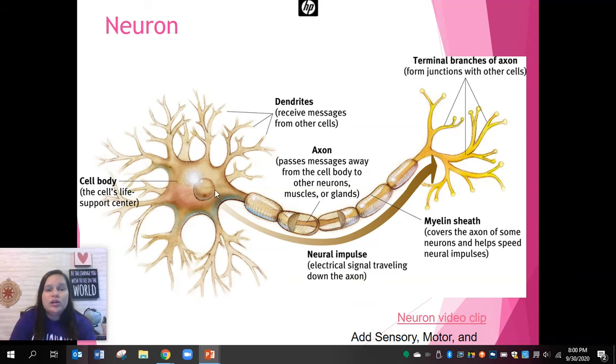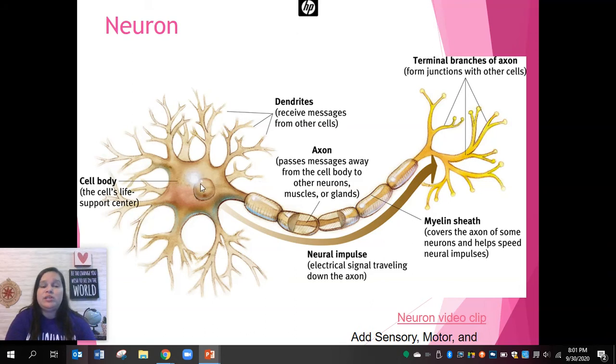Another part of the neuron that is unique to this type of nerve cell is the axon. And the axon is this long, thin, hair-like extension that extends out from the cell body. You may recall from the crash course that they said some of your axons are as long as your leg. So they can be very short or very long. The axon passes the message away.